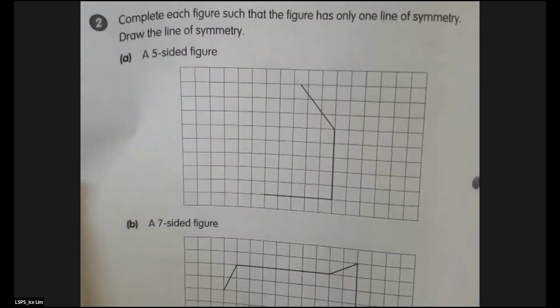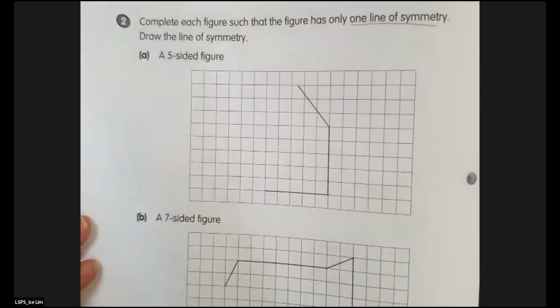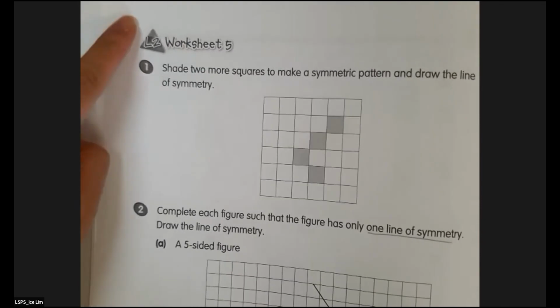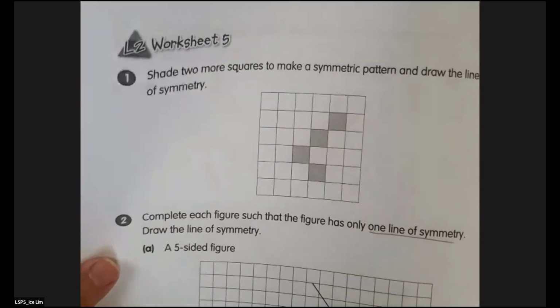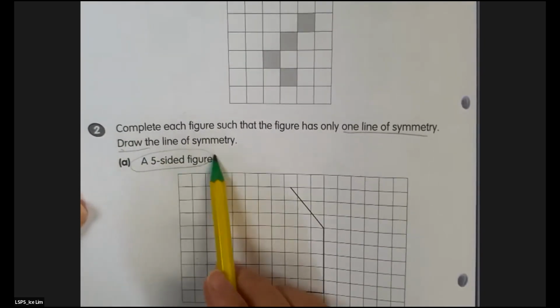Same as this. Well, there are some rules here. These are quite common questions in exams, but it's level 2. So usually this one carries about 2 marks. And some rules state, such as this is one line of symmetry, and you have to draw the line. At the same time, you have to complete it to make a 5-sided figure or 7-sided figure.